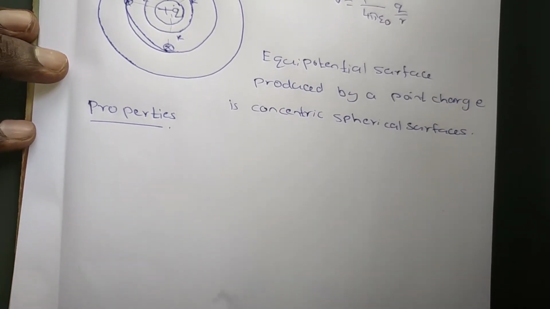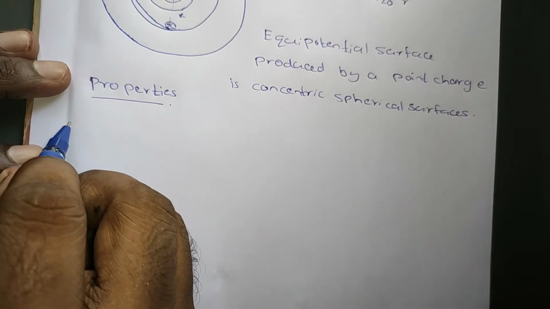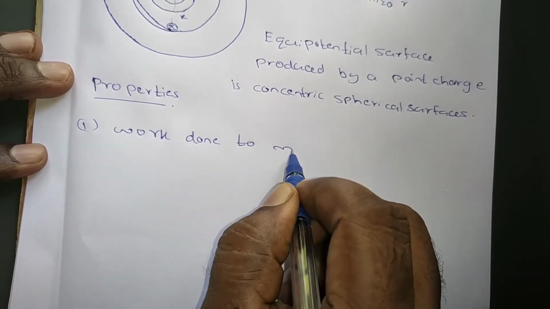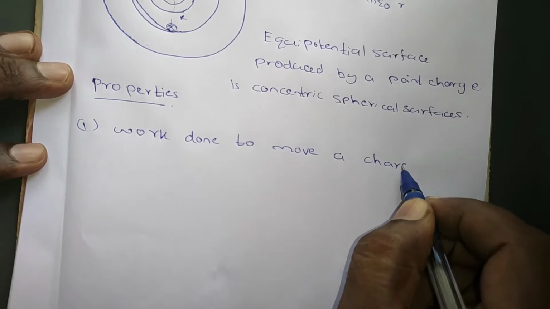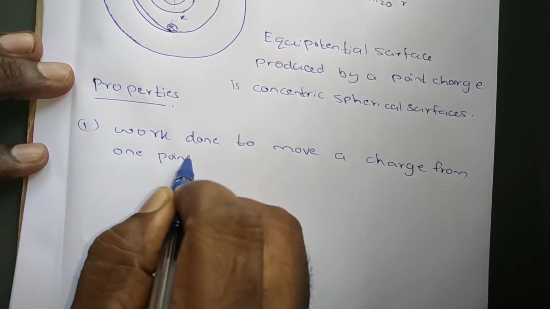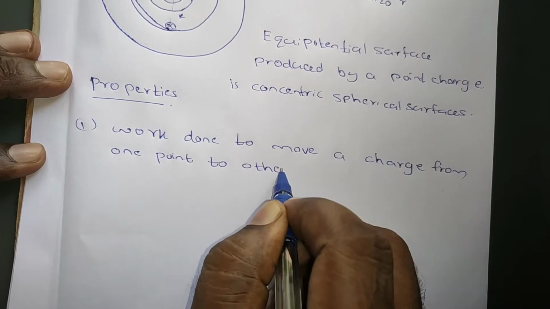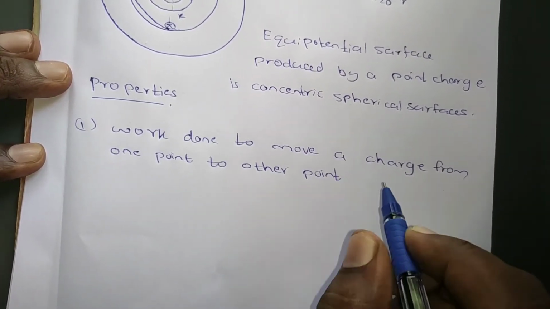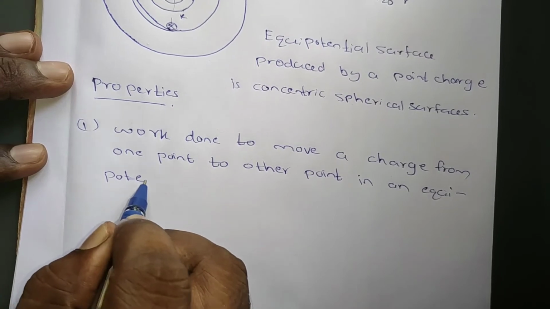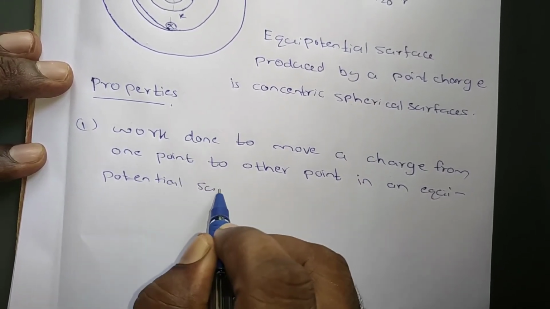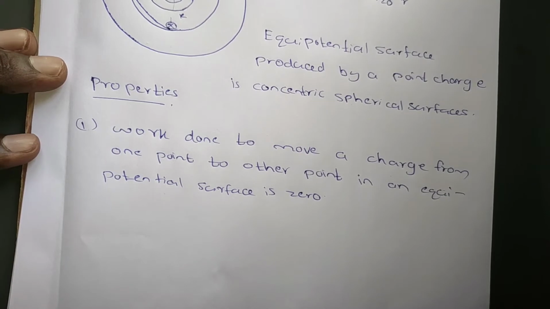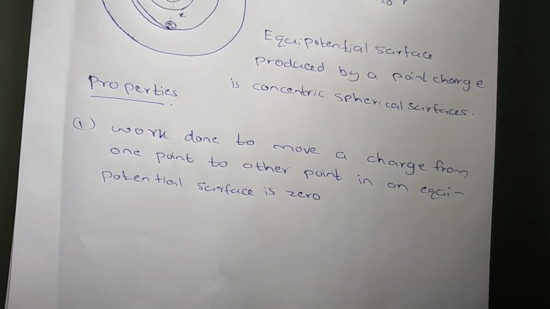Now we are going to study the properties of equipotential surfaces. There are three properties. The first property is: work done to move a charge from one point to another point in an equipotential surface is zero.